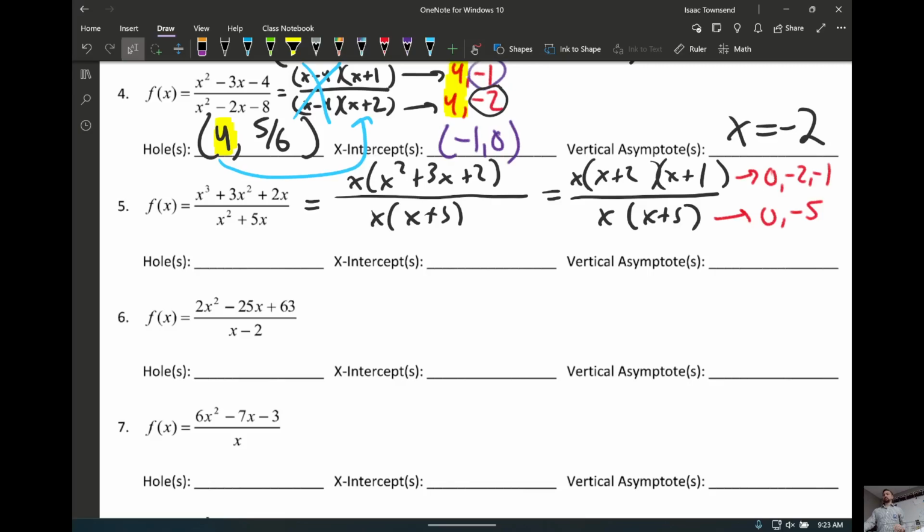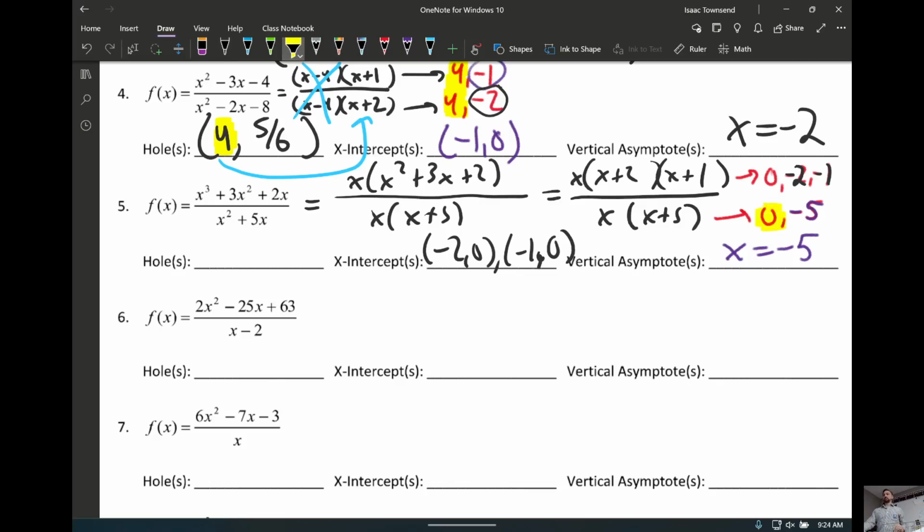Obviously, you're going to be feeling a little more confident and do that quicker the more of these that you do. But any number that makes just the denominator 0, like -5, would be a vertical asymptote. It's a vertical line, so make it x equals. Any number that makes just the numerator equal to 0 is an x-intercept. There's 2 of those this time.